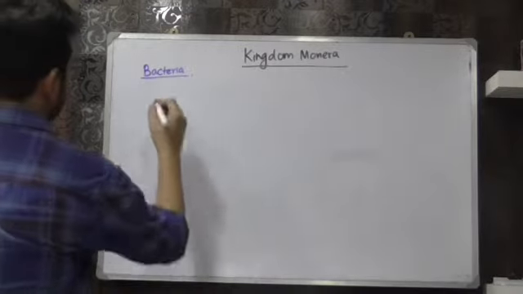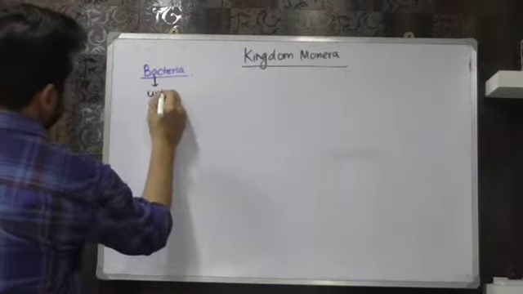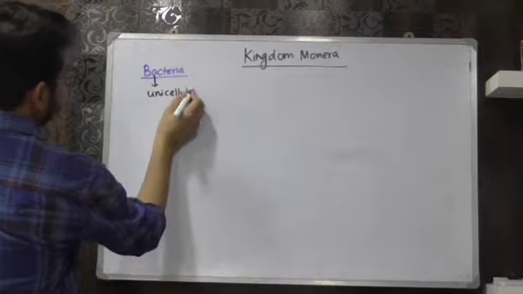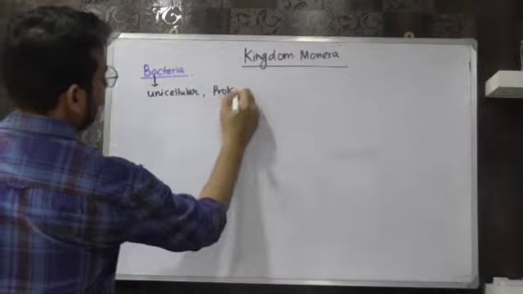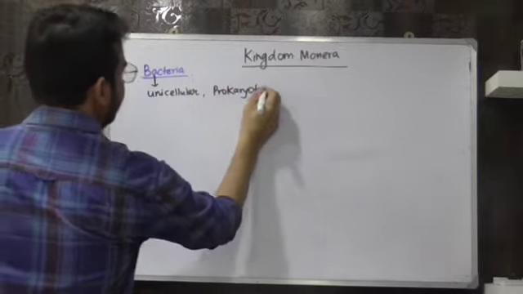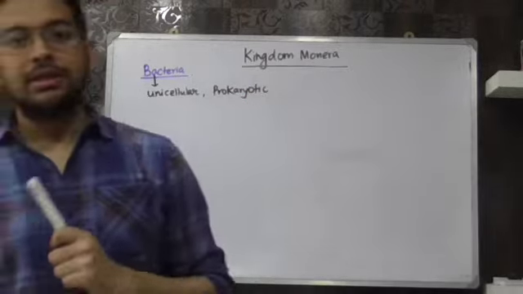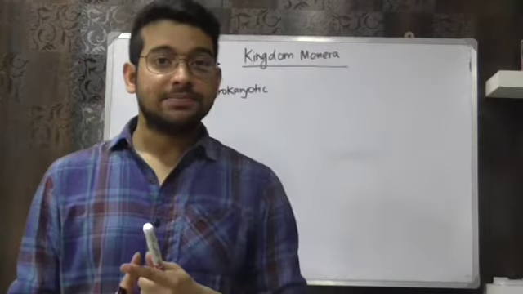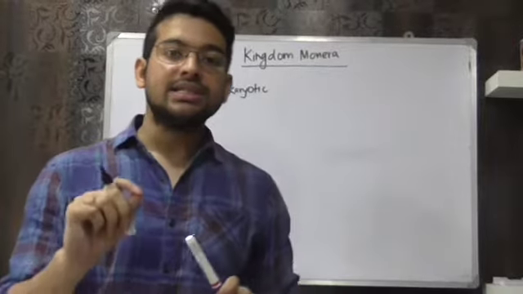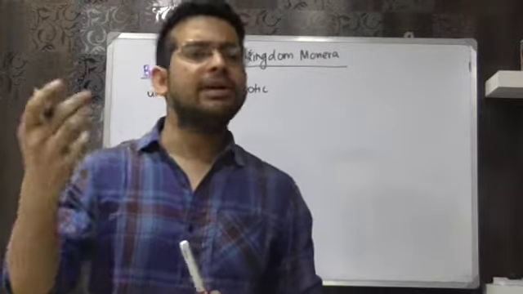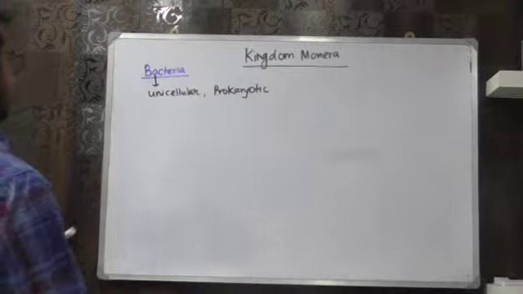Now, bacteria are characterized by their unicellular nature, and they are prokaryotic. They are unicellular and prokaryotic. Now, unicellular means they have a single cell, okay, and prokaryotic means that cell has a nucleus which is ill developed or of primitive type.